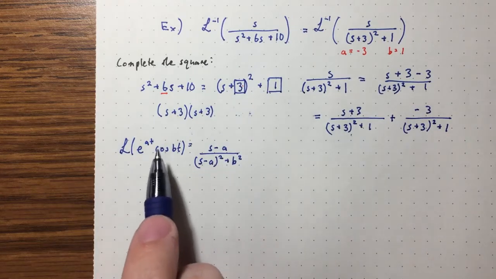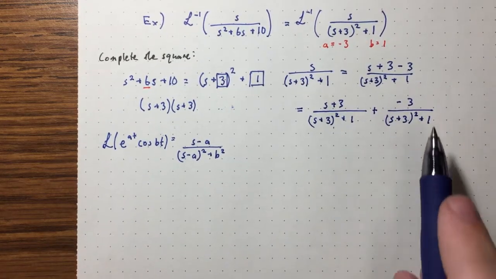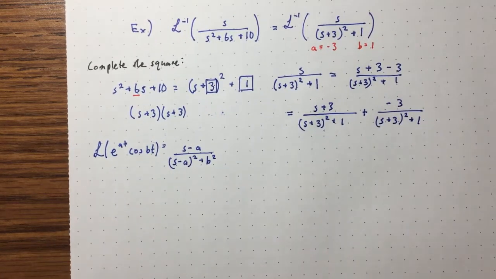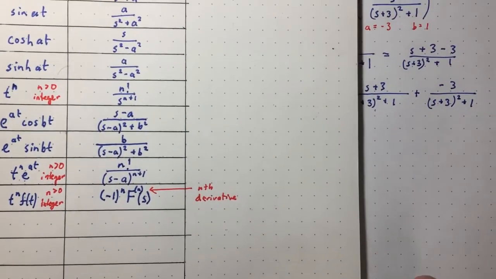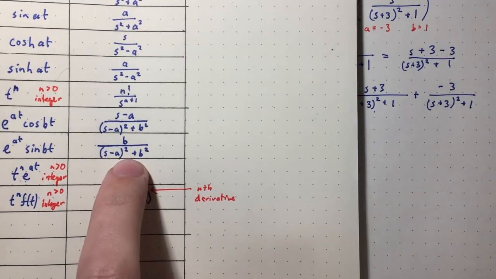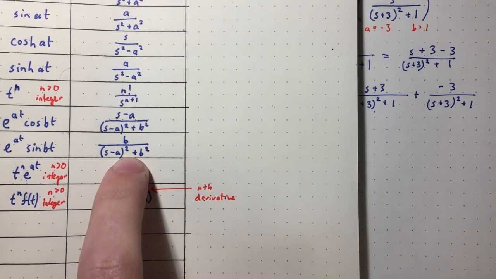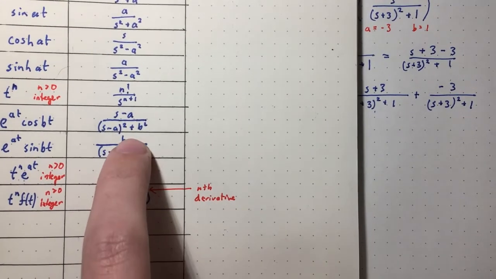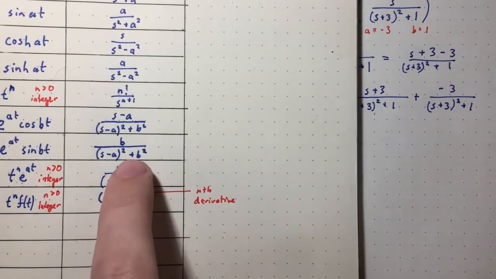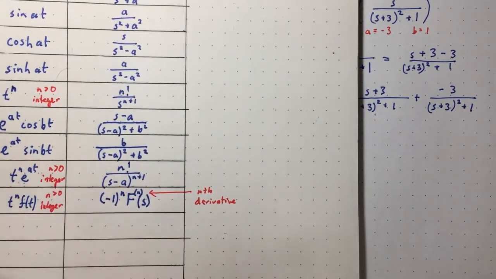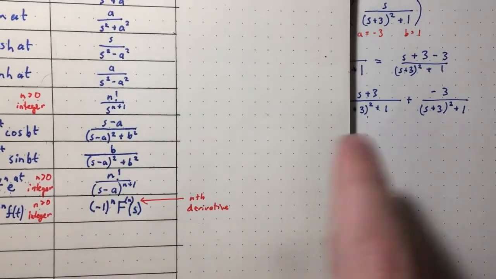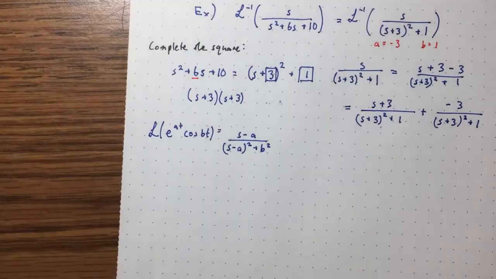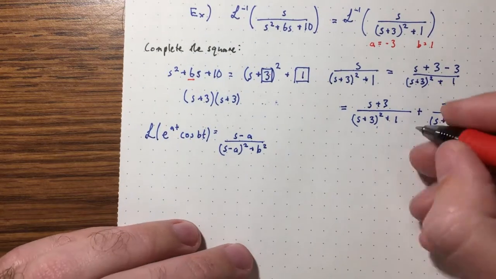The first term looks exactly like this formula. However, we're left with this other bit, but that's okay because we can use this formula here. When I have a constant in the numerator, I can use the e to the at sine bt formula. But notice that we need a 1, not a negative 3. So what is this going to become?